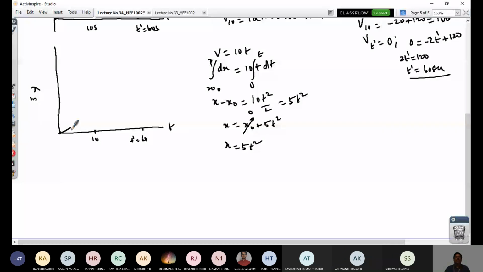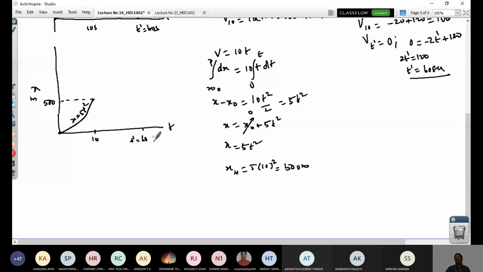And this is x equals 5t squared. So now what is x at t = 10? It is 5 into 10 squared, which is 500 meters. So in 10 seconds, the test car has gone 500 meters. And then what is happening in the remaining 50 seconds?